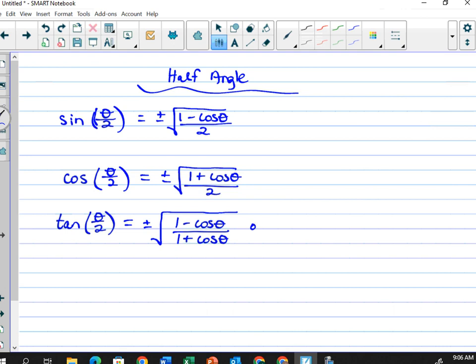Now, we're not going to go through the proofs of this, but there are 2 other versions of the tangent that I'll give to you that you'll like better because they don't have plus or minuses in them or square roots. Sine of theta over 1 plus cosine theta, or 1 minus cosine theta over sine of theta. And that all comes from a proof using conjugates with the original ones.